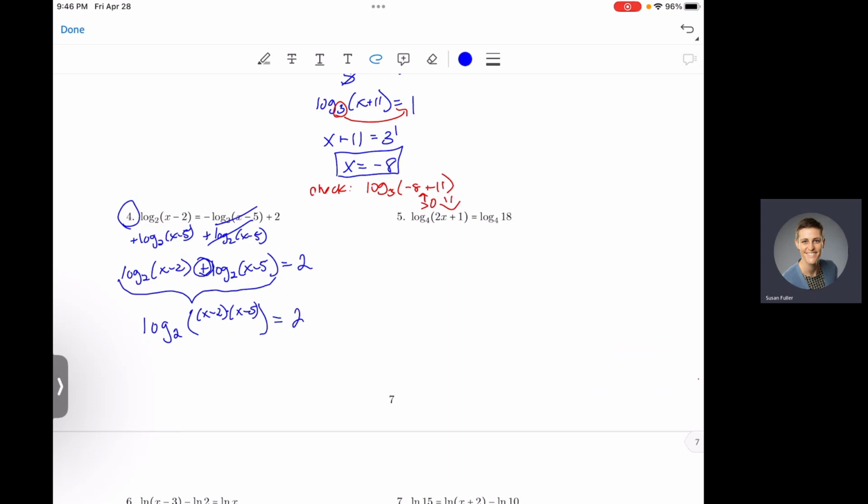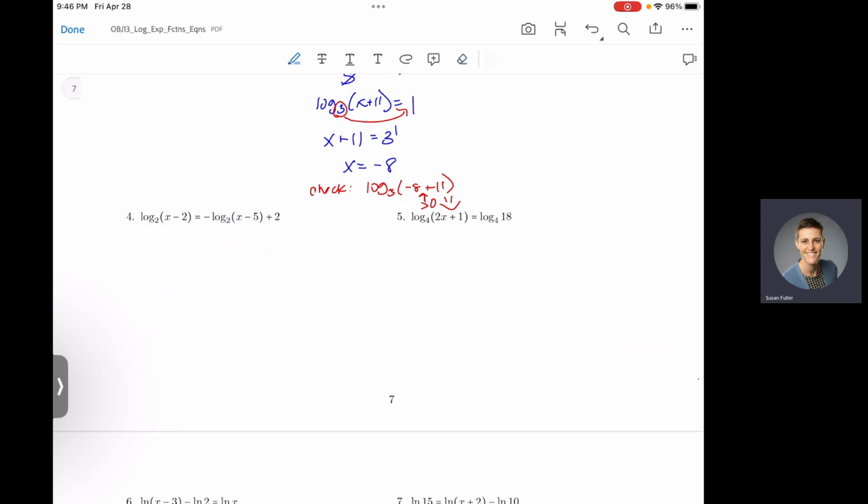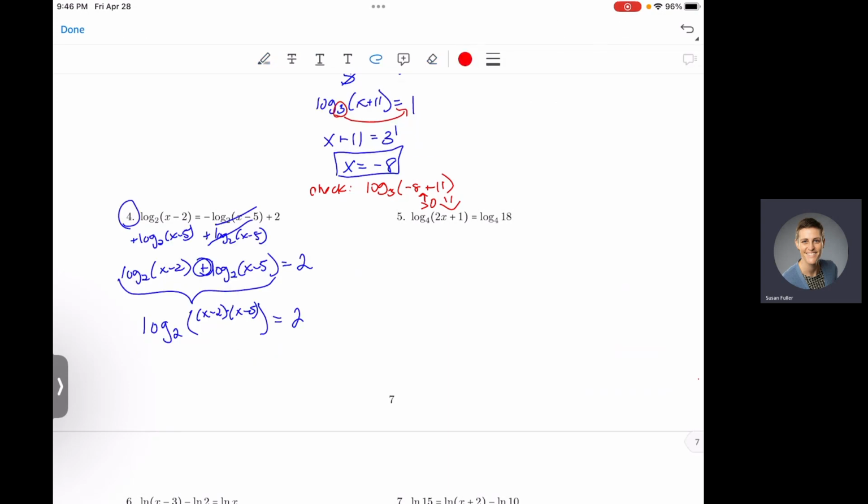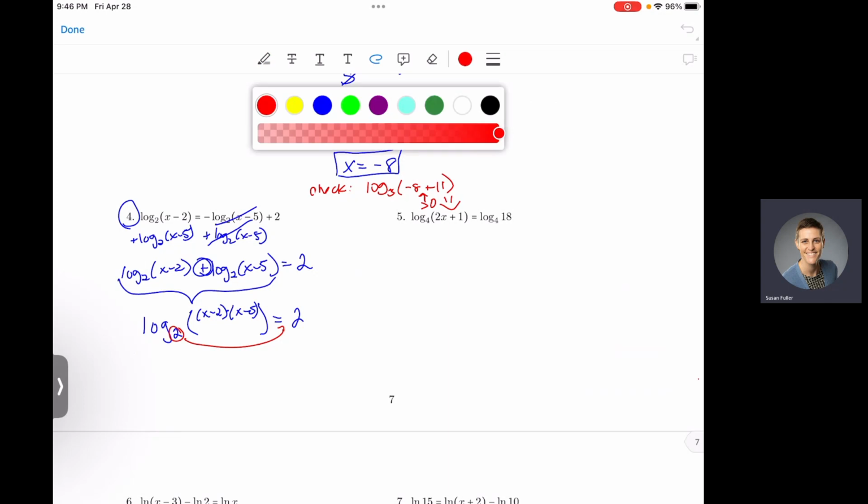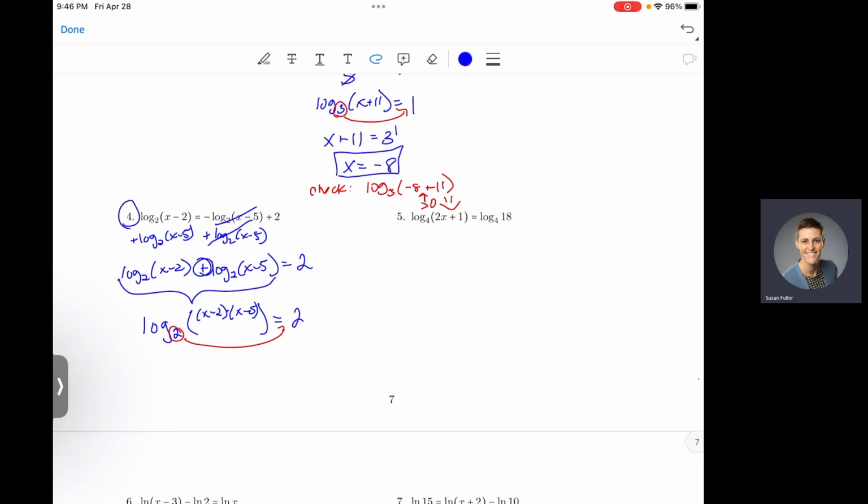Okay, so now that I have that, I have a single log on this side completely by itself and a number on the other side. So now we can go ahead and rewrite this in exponential form. The base of your log turns into the base of an exponential on the other side. And so we get x minus 2 times x minus 5 equals 2 to the second power. Now we just have to solve this out.